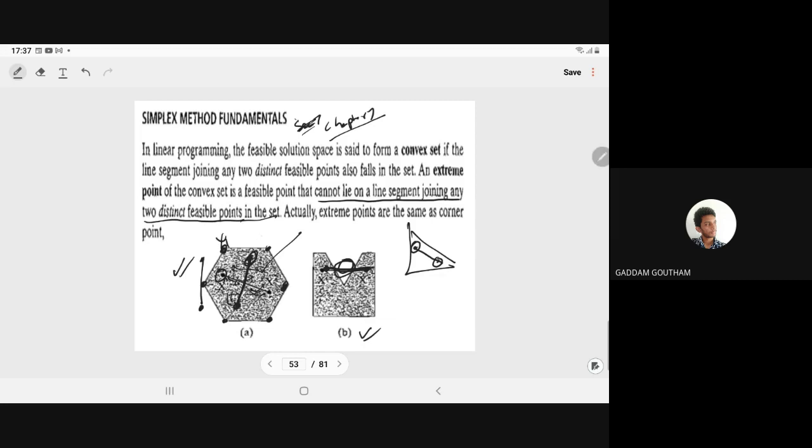Let this be x1, this x2, this x3, this x4, this x5, and this x6. And here we have an arbitrary point x, any point. So this x can be written as a convex combination of the extreme points, means lambda 1 x1 plus lambda 2 x2 plus up to lambda 6 x6, such that lambda 1 plus lambda 2 plus up to lambda 6 is equal to 1. That is the convex combination.